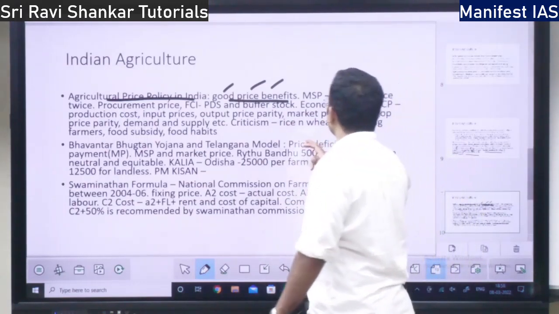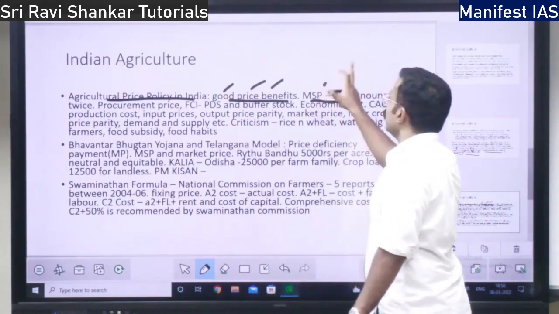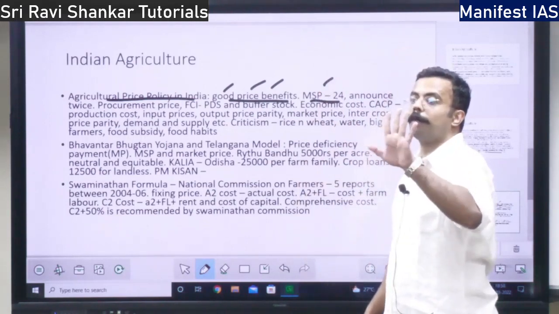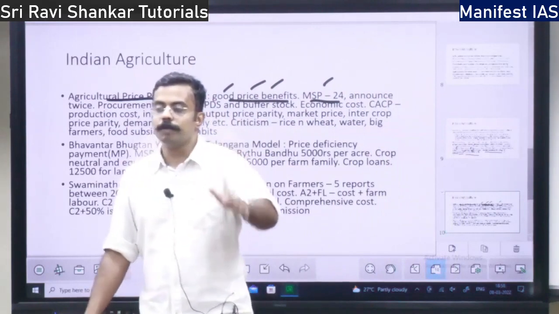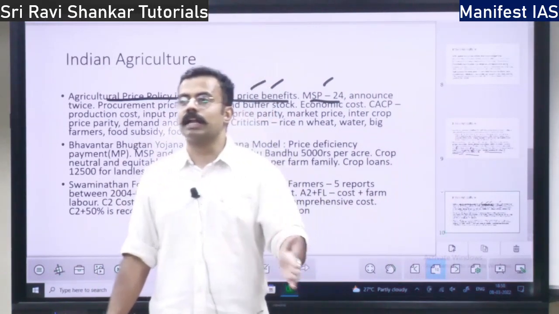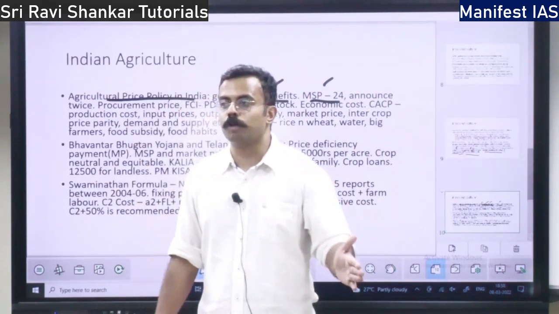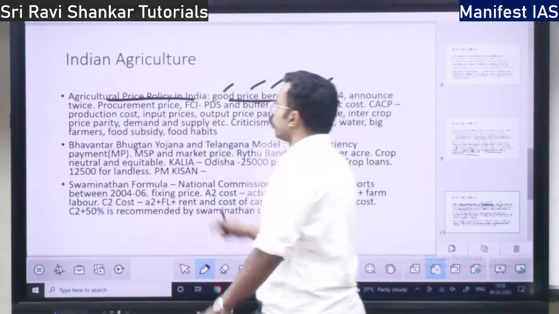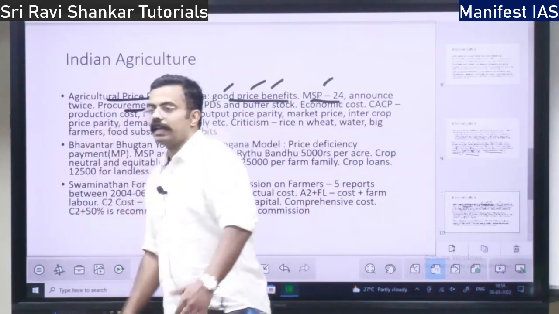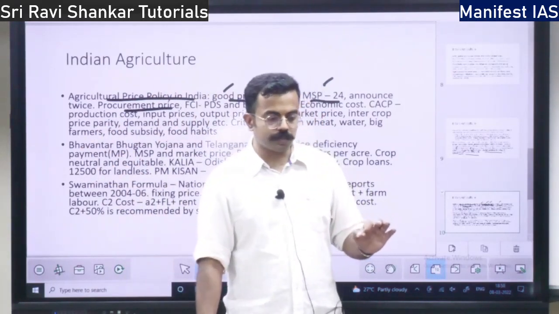That is one thing. So MSP, we are providing MSP for 24 crops. It is announced twice in a year: before Kharif season and before Rabi season. Kharif just before monsoon, Rabi before December, January. Right? Procurement price.